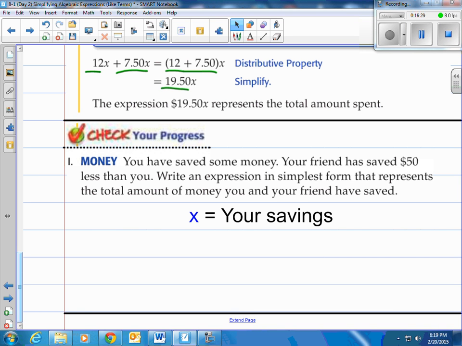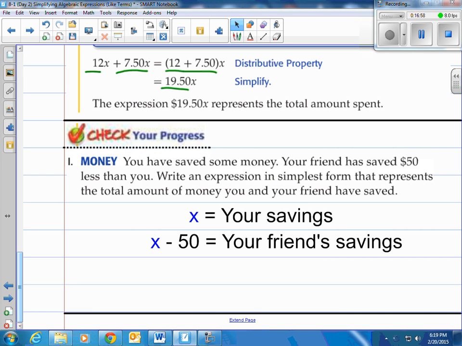Now your friend, now you're going to use that X. That's the money that you actually have saved. So now your friend has saved $50 less than you. Well, how much do you have again? You have X, and your friend has $50 less than that. So take the amount that you have, X, you don't have that number yet, but subtract off 50 from it. That represents your friend's. So we have you as X, we have your friend as X minus 50, that's how much they have.